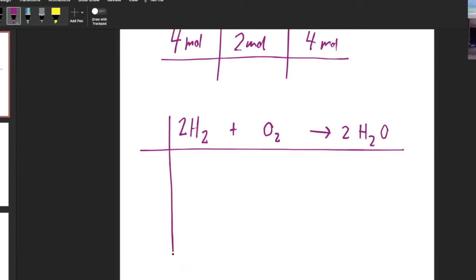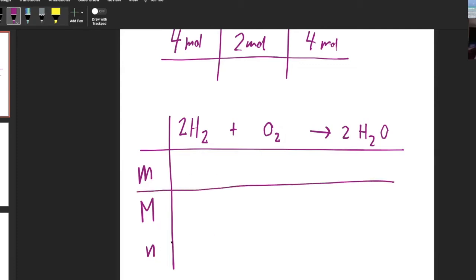So I like to do this. I like to put here on the side three things: mass, molar mass, and moles. Are you familiar with these letters? Yeah. So this is mass, this is molar mass, and this is moles.